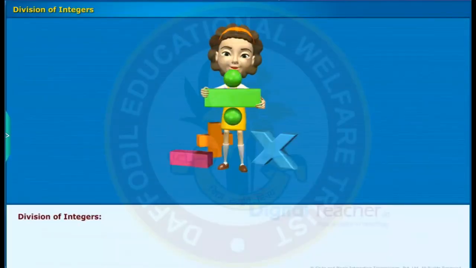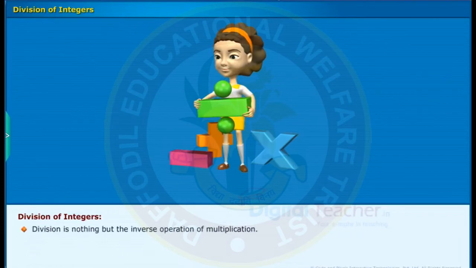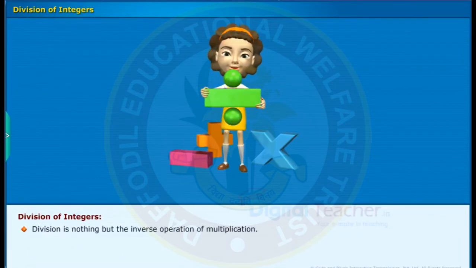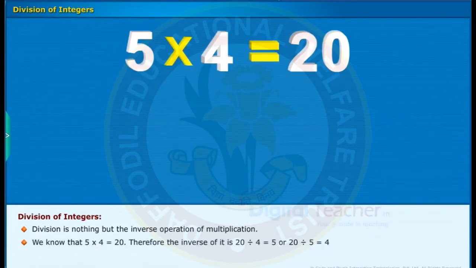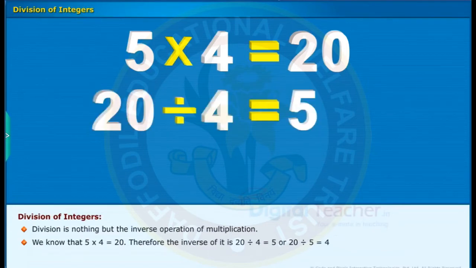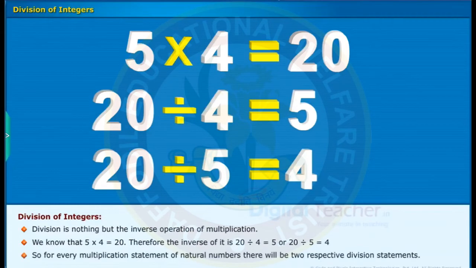Now let us study about the division of integers. Division is nothing but the inverse operation of multiplication. We know that the product of 5 and 4 is 20. Therefore, the inverse of it is 20 by 4 is equal to 5 or 20 by 5 is equal to 4. So, for every multiplication statement of natural numbers, there will be two respective division statements.